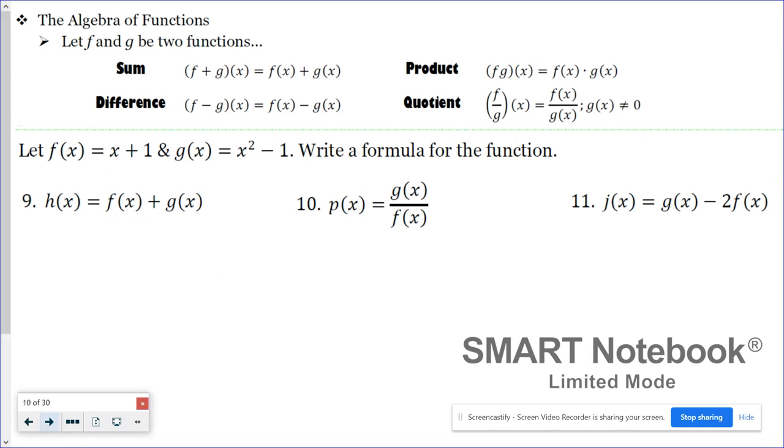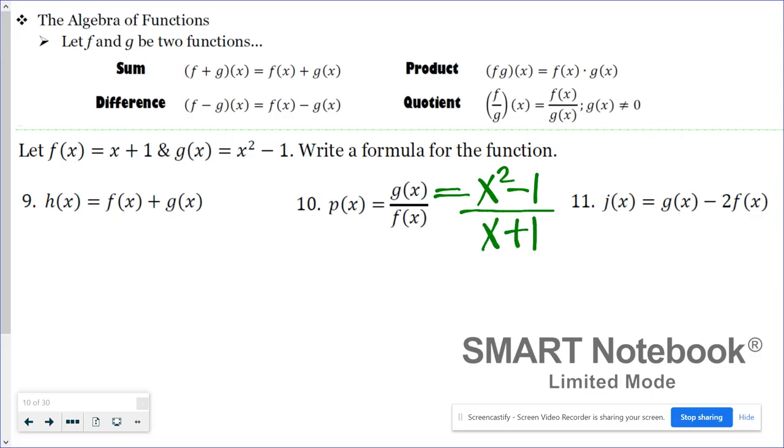In problem 10, we want to create the new function p of x, and p of x is equal to the function g of x divided by f of x. So the first thing I'm going to do is make the substitution. So g of x is x squared minus 1, and then this is over f of x, which is x plus 1.